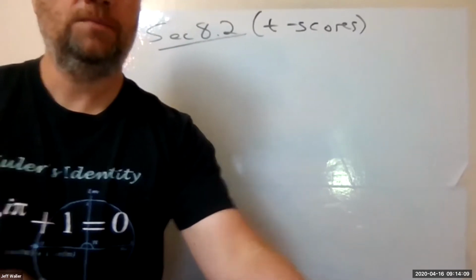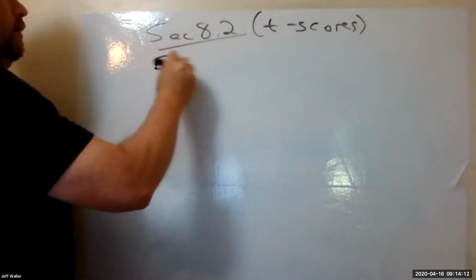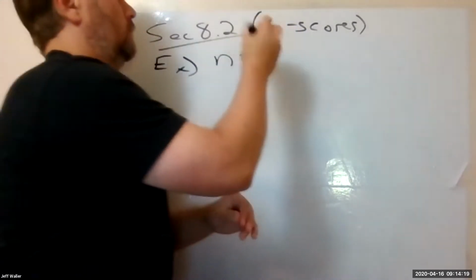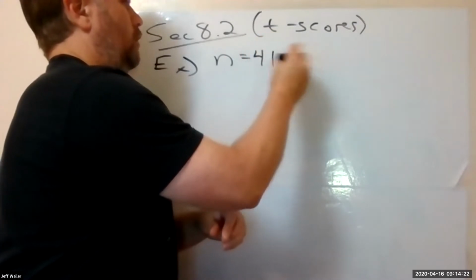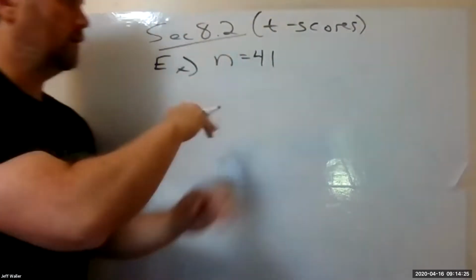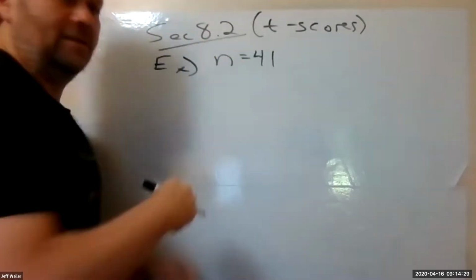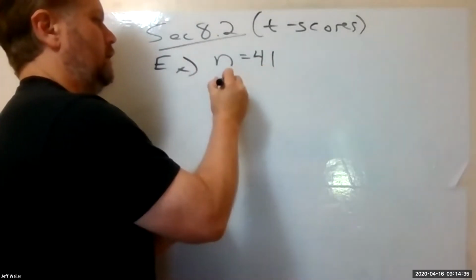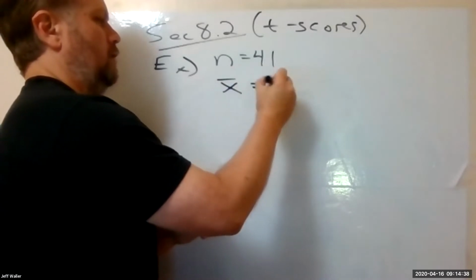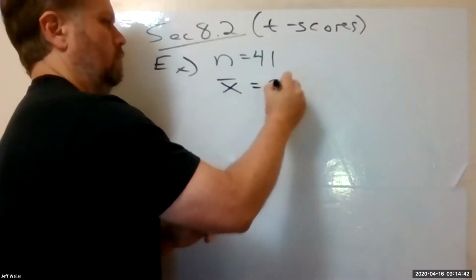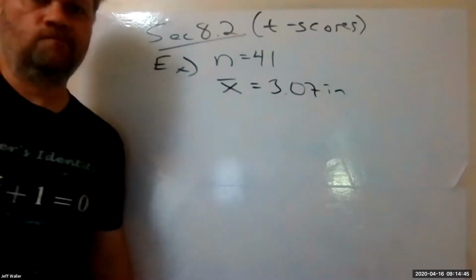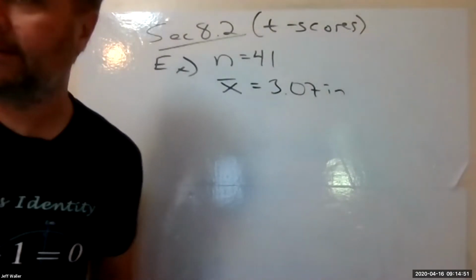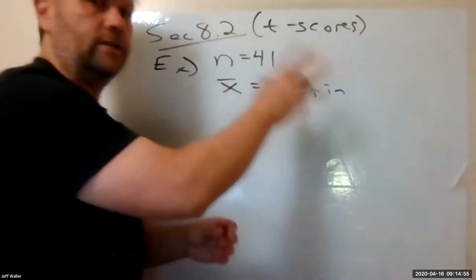So let's say I take a sample of, what do you got, Jeff? Of 41 things. 41 salamanders. Let's say I take 41 salamanders and I get an average length of the salamanders to be 3.07 inches. If there's any salamander fans out there, I'm sorry if this is not correct. I did not look this up. So this is on a special little island somewhere.